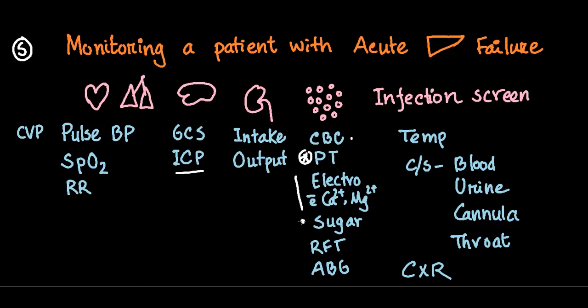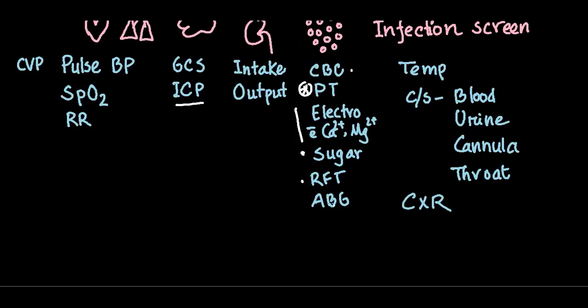Check the sugar. Hepatic encephalopathy tends to cause hypoglycemia because the liver is the source of sugar. Then renal function tests: check urea and creatinine, because oftentimes whenever there is liver failure, it causes renal disease or renal injury. Arterial blood gas: usually liver failure causes a metabolic acidosis.